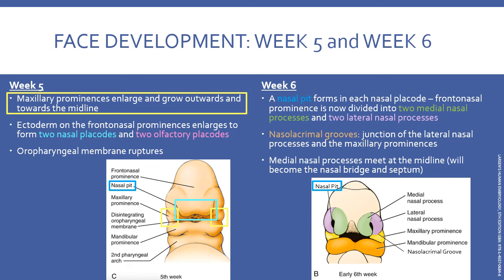Additionally, the space in between, or the junction of the lateral nasal processes and the maxillary prominences, is called the nasolacrimal groove, and we'll go over that in more detail in the next slide. And then finally, the medial nasal processes are going to meet at the midline themselves, and they will become the nasal bridge and the septum. So you can see the 2 red arrows there showing them coming together.